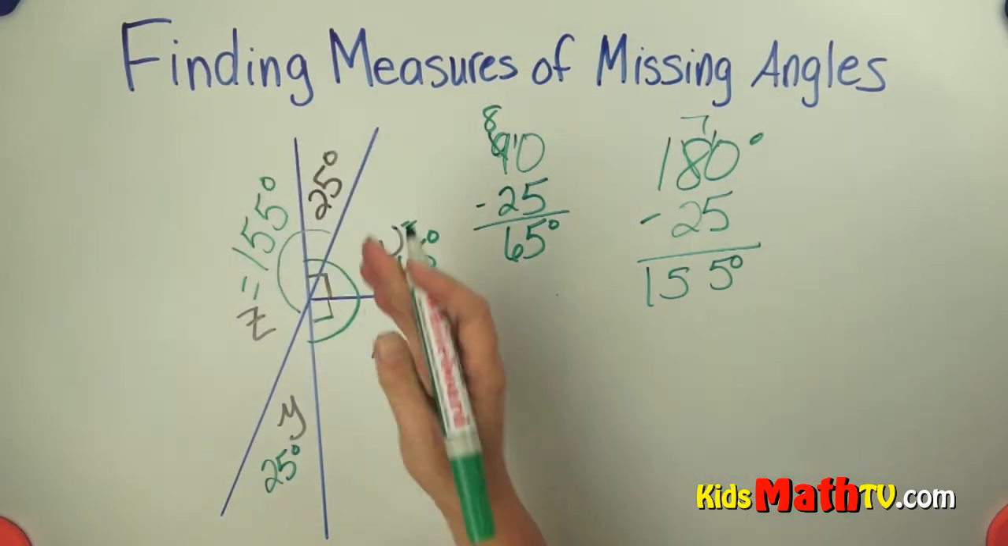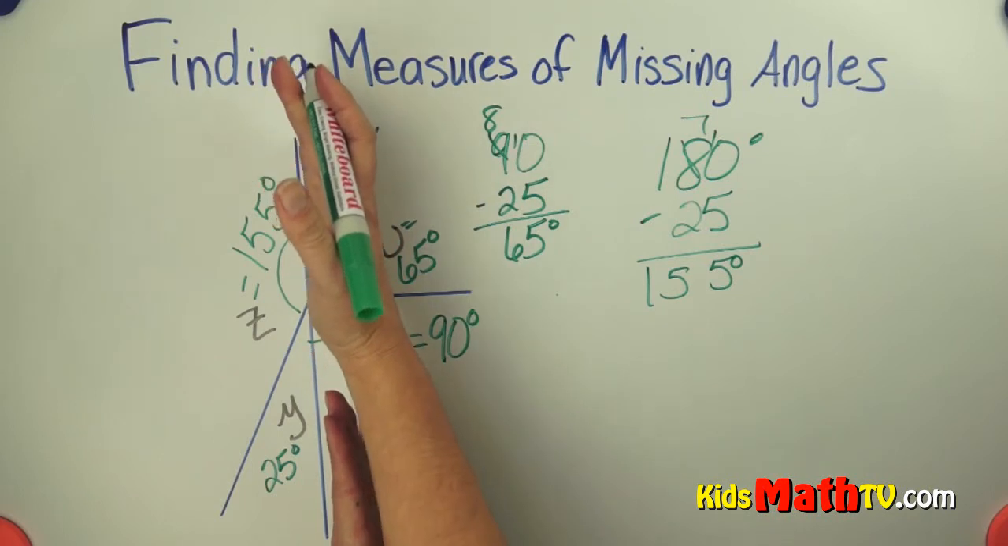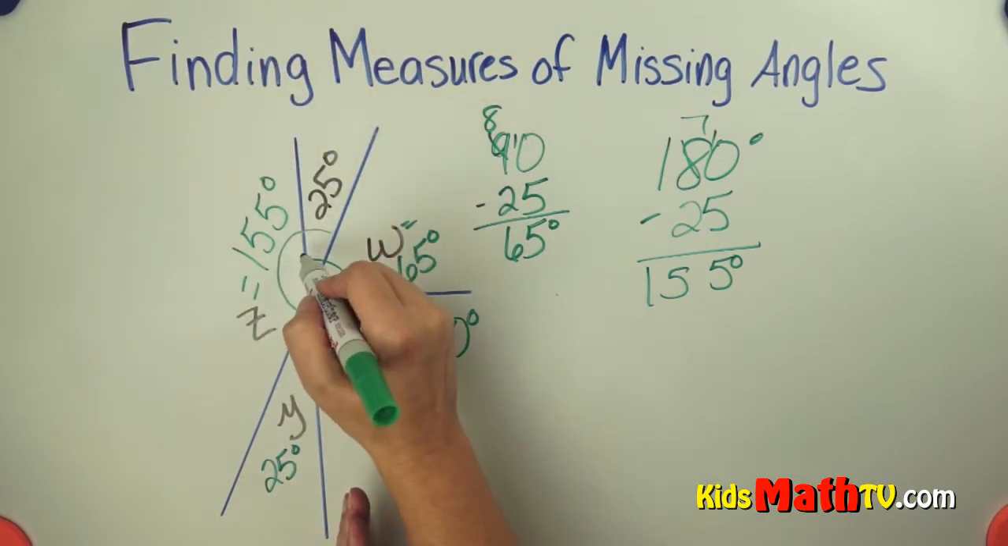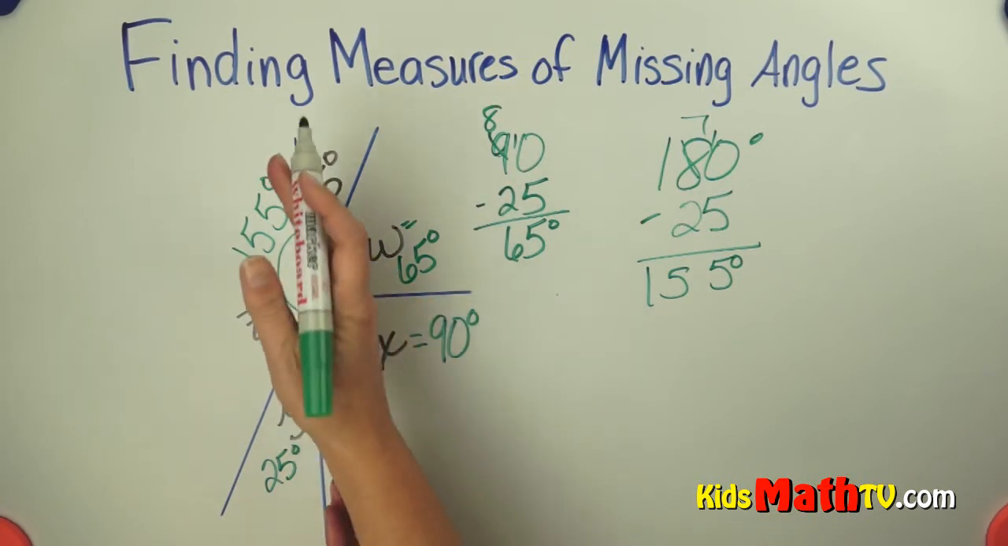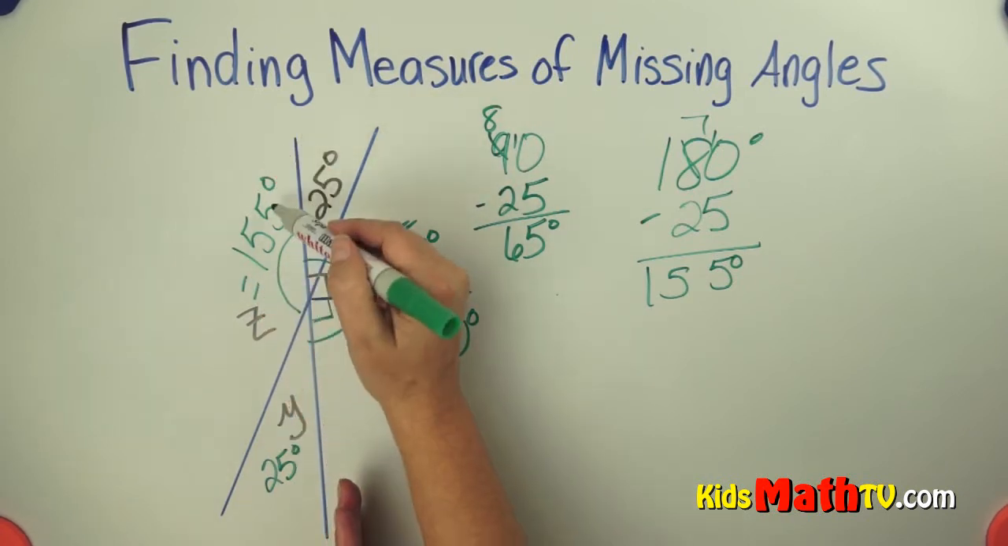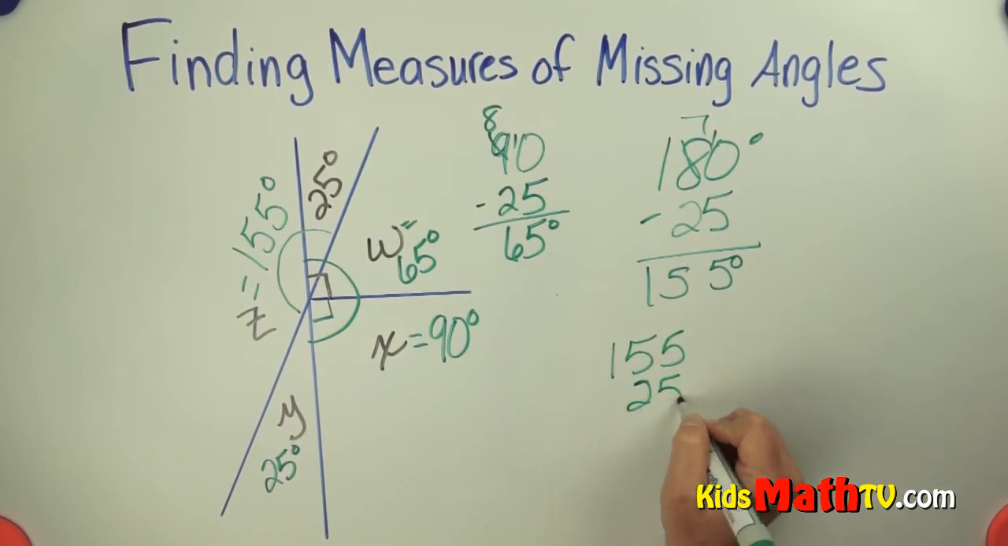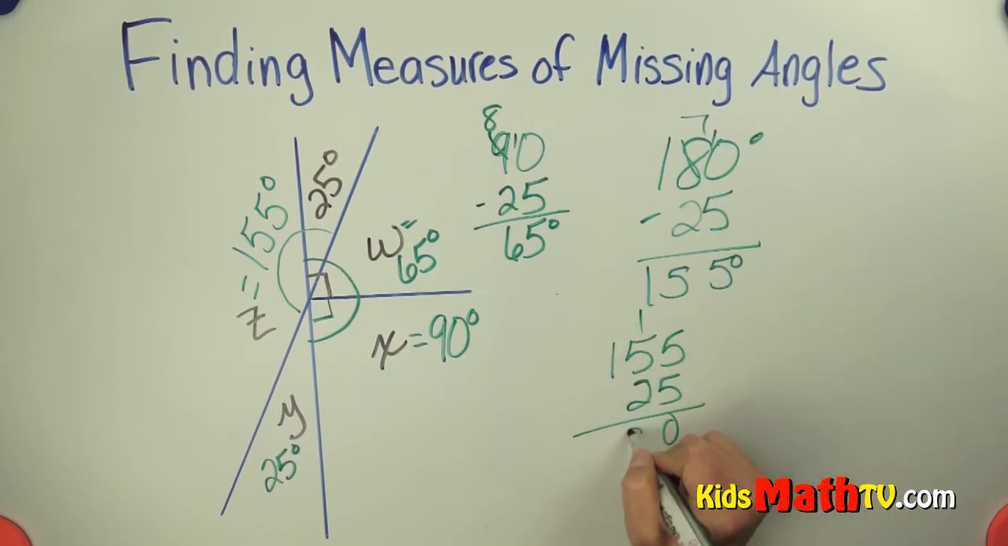Okay, and I can check by adding. This is a straight line right here, 155 degrees. From this all the way over to here should be a straight line, or 180 degrees. 155 plus 25 should give me 180 degrees. 5 plus 5 is 10, and yes, it is.